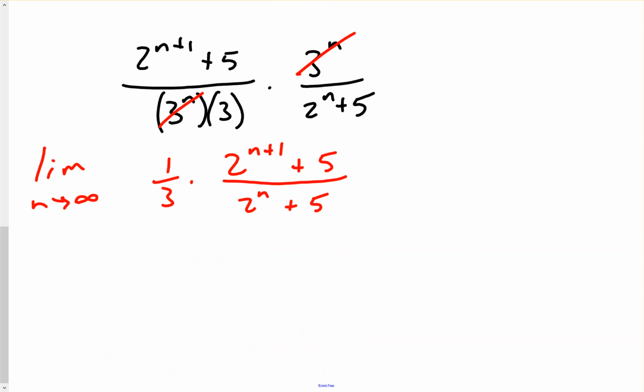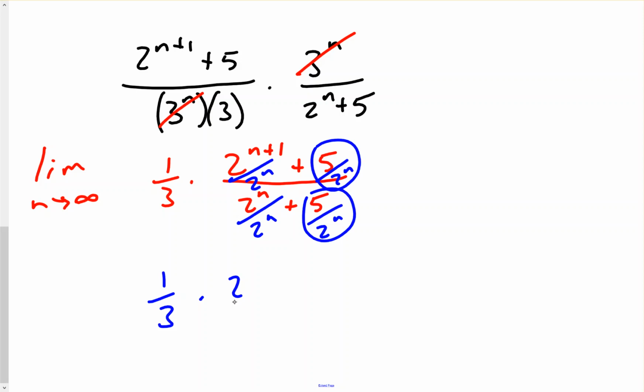Okay, so we could divide everything by 2 to the n. Divide this by 2 to the n, divide this by 2 to the n, divide this by 2 to the n. So that means we're left with 1/3 times, now on the top here this would be 2, this will go to 0, this will go to 0, and the bottom here this will be a 1. So we would have 1/3 times 2, which will give us 2/3.